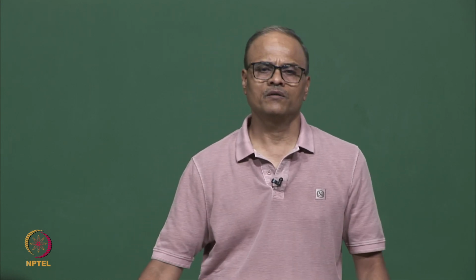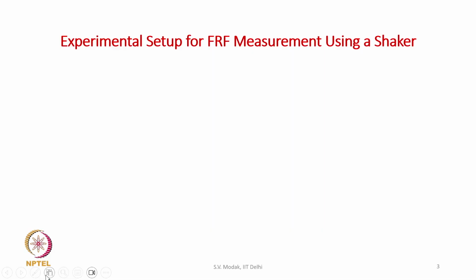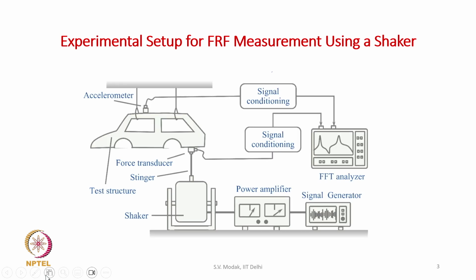Let us now look briefly at the experimental setup for FRF measurement using a shaker. This is a typical setup that can be used for measurement of FRF using a vibration shaker. Here we are testing a structure under free condition, like this car body structure. We see that it has been suspended by soft elastic bands, so that the free boundary conditions could be simulated.